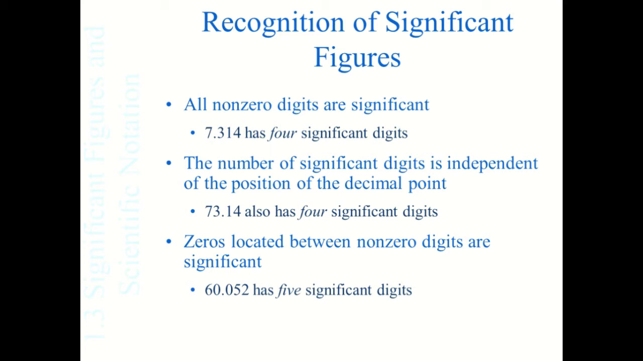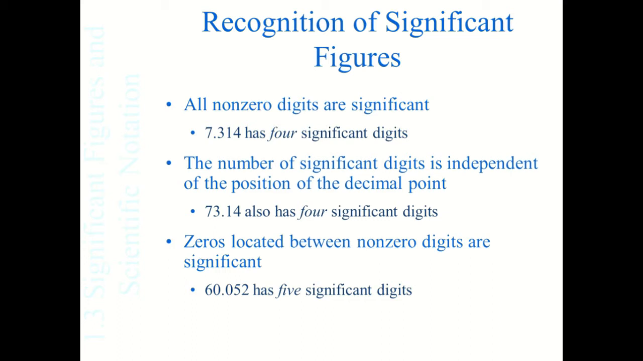All non-zero digits are significant. In 7.314, everything there is significant. So really, you don't have to try to determine the number of significant digits unless there is a 0. The 0 is where you have to determine whether it is significant or not, because all other numbers are. It's independent of the decimal place. As long as they're non-zero digits, they're significant.